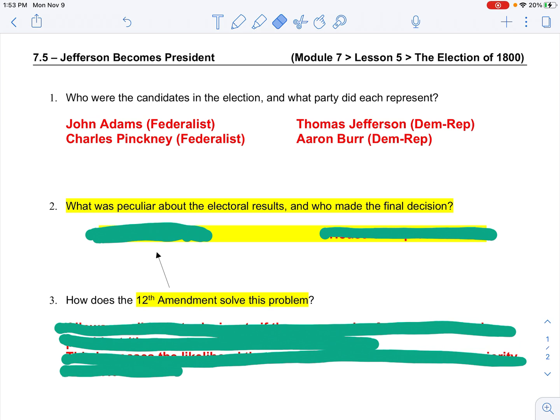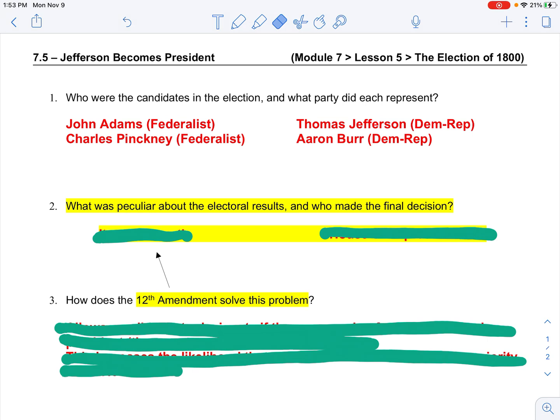And by the time we get to the end of this worksheet, you're going to understand how it changed and why it changed. Number two, what was peculiar about the electoral results? Remember, the Electoral College is how we determine a winner. In this last election in 2020, for example, Biden or Trump needed 270 electoral votes to win. In the year 1800, the number would not have been 270. It would have been much lower than that because our population has changed. But the idea is the same.